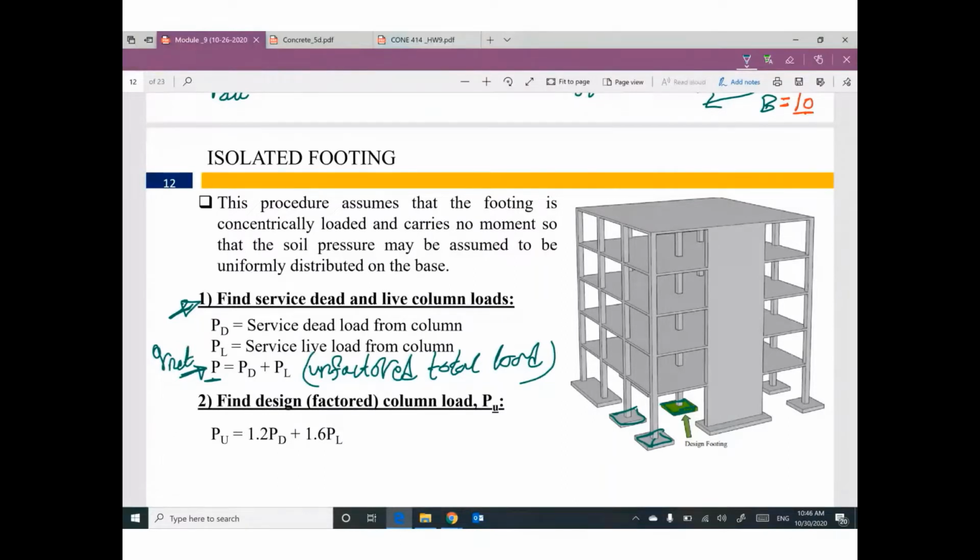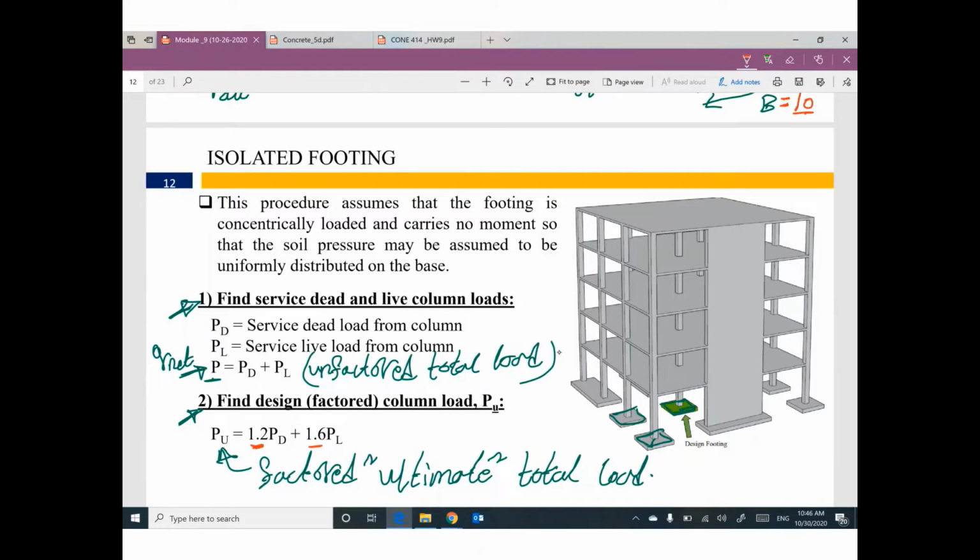The second step, we need to figure out the factored or the ultimate total load. So we need to use factors. We need to use 1.2 for dead, 1.6 for live. This is the second step.